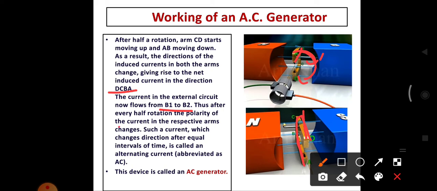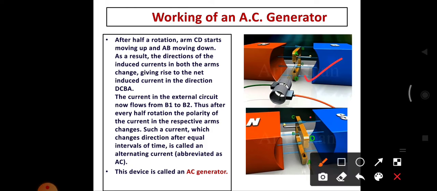So every half rotation, the polarity of the current in the respective arms changes. Such a current which changes direction after an interval of time is called alternating current. Now do you understand what is meant by alternating current? After each half rotation, the direction of the current is changed. So when the direction of the current is changed in a half rotation, such type of current is called alternating current, that means AC. So it induces AC current. This type of generator is called an AC generator.